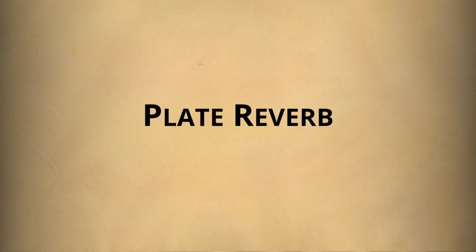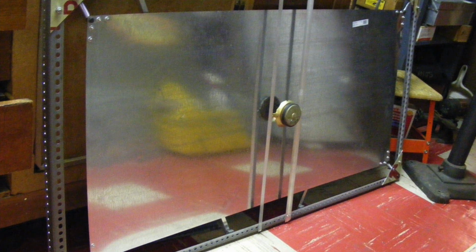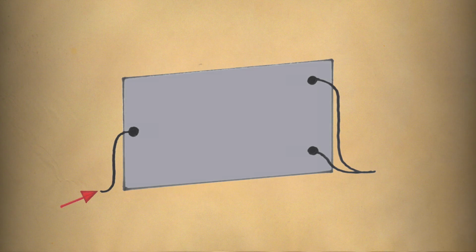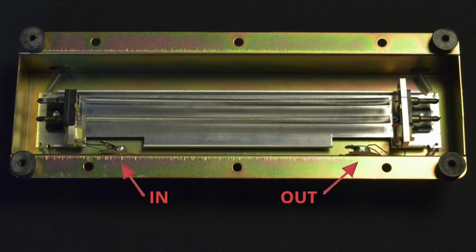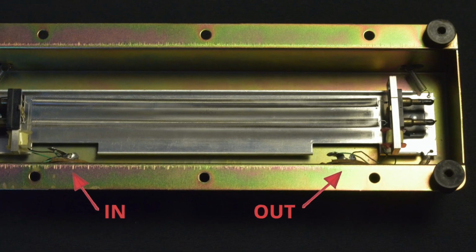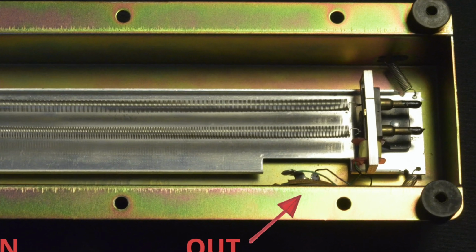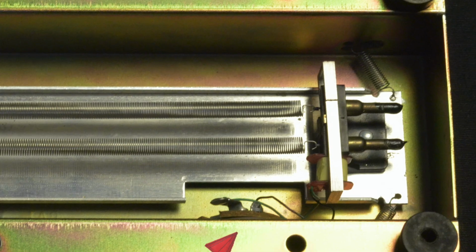Later came plate reverbs, which, as the name suggests, is a plate of sheet metal with a transducer carrying the incoming signal attached at one end and one or more contact microphones at the other end to pick it up. Spring reverbs are simply a box with a long spring inside that creates a reverb when a signal is sent from one end to the other. Today, they can still be found in many guitar amplifiers.